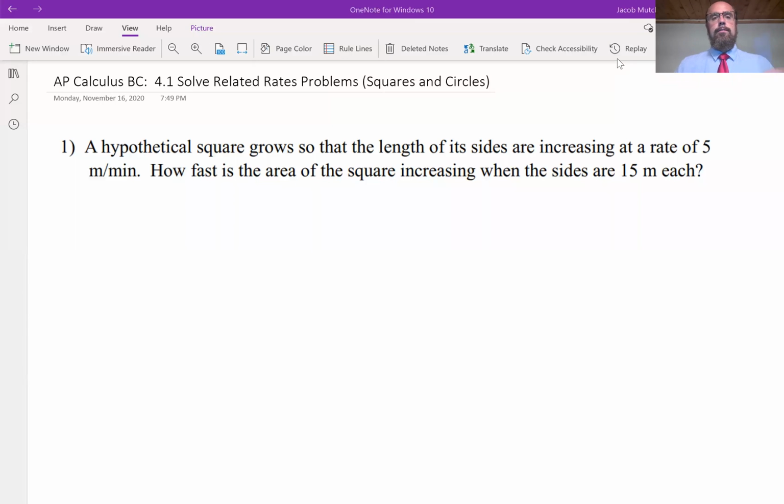Welcome to Calculus. Today we will investigate solving related rates problems that have to do with squares and circles. We'll take a look at two examples, one of each.